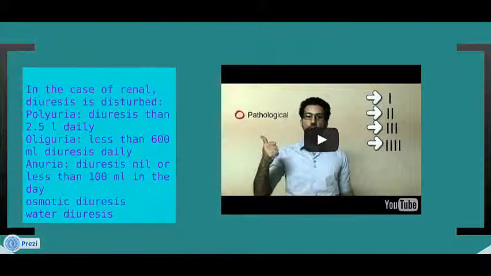In the case of renal, diuresis is stored. Polyuria, diuresis more than 2.5 liters daily. Oliguria, less than 600 ml diuresis daily. Anuria, diuresis nil or less than 100 ml in a day. Osmotic diuresis and water diuresis.